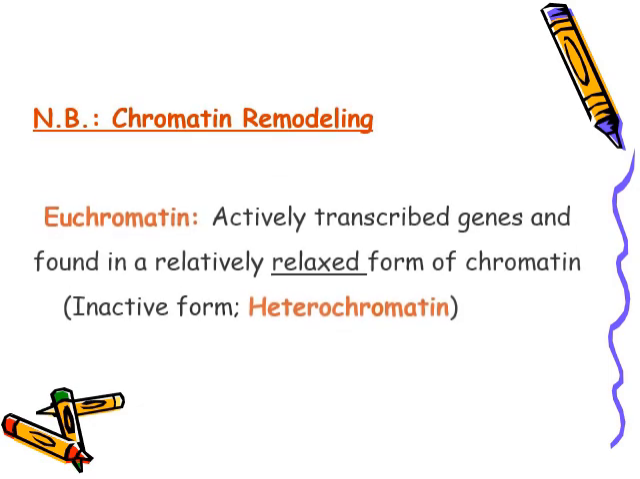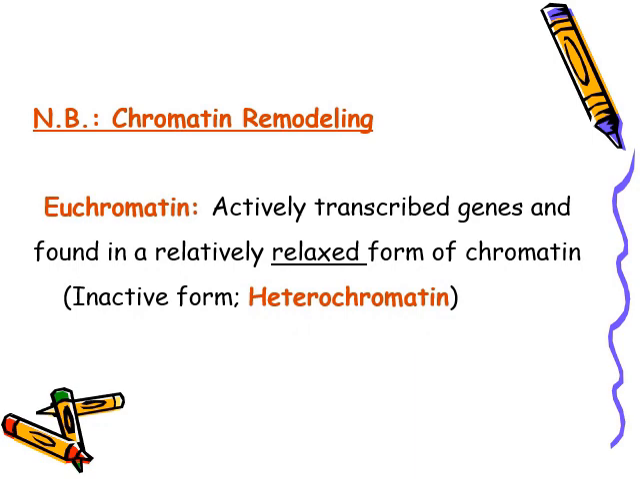Chromatin remodeling. Chromatin present in the cell in 2 forms, euchromatin and heterochromatin. Euchromatin is the actively transcribed gene and found in a relatively relaxed form of chromatin. But heterochromatin, this is inactive form. Chromatin remodeling المقصود بيها dynamic changes in the chromatin structure between euchromatin and heterochromatin forms.